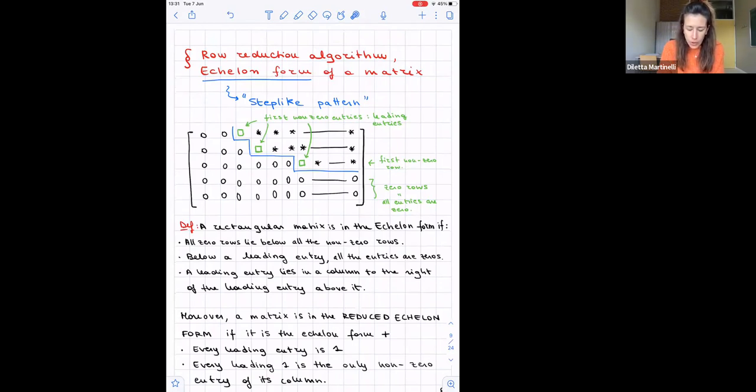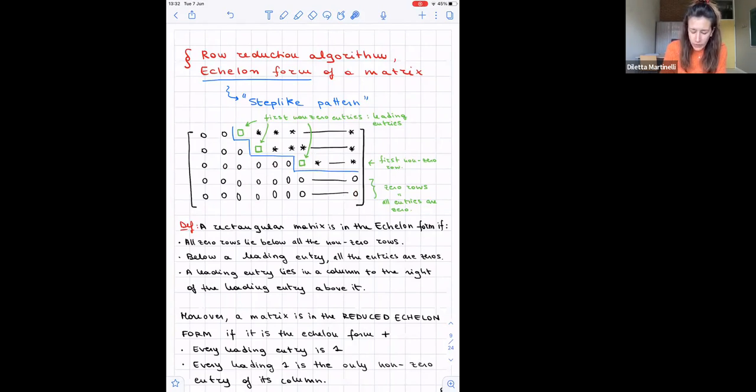So what is this echelon form? Echelon is actually a military term. It stands for a formation that has this kind of step-like pattern, like the one we see here in the matrix that I drew. We say that a matrix is in echelon form if it satisfies certain conditions. The first one is that all zero rows, so here, for instance, we see these are zero rows, where all the entries are zero, lie below non-zero rows. Here we have at least some non-zero entries, and so this is the first non-zero row.